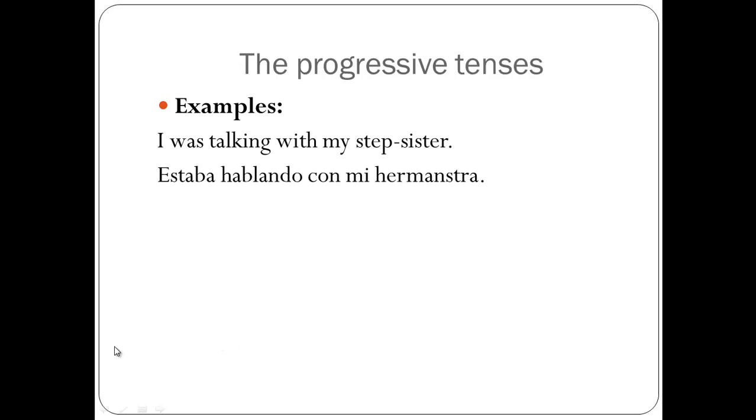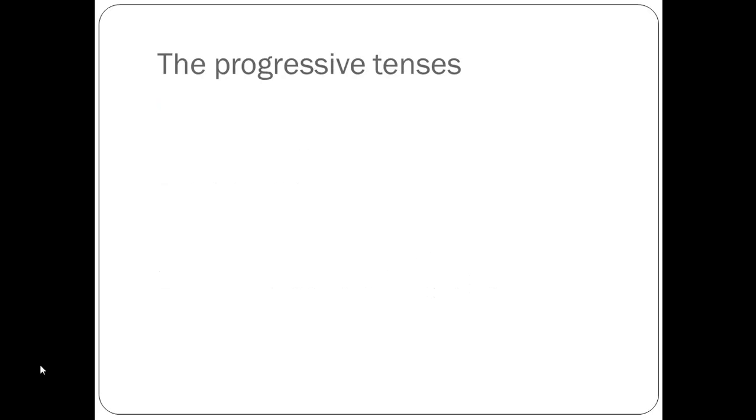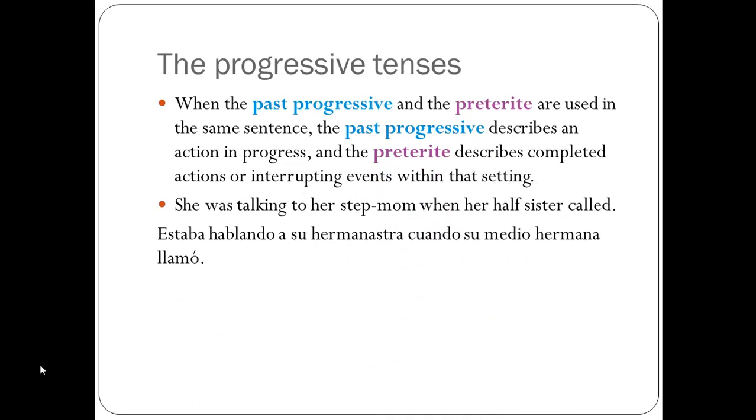So here's some examples of the past progressive. You could say, I was talking with my stepsister. Ella estaba hablando con mi hermanastra. Or you were making food for the family. Estabas haciendo la comida para la familia. It's very similar to the present progressive tense. The only thing that changes is estar is not in the present tense now, but it's in the imperfect.